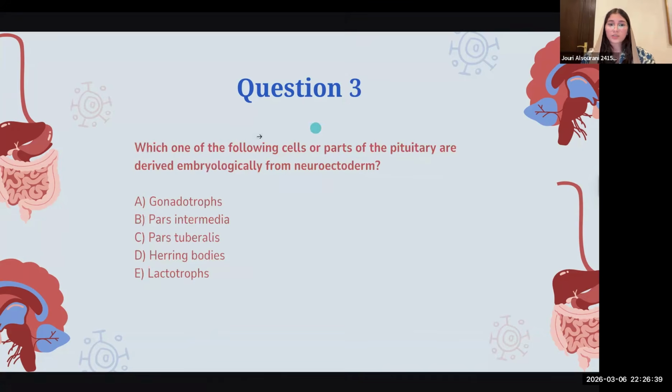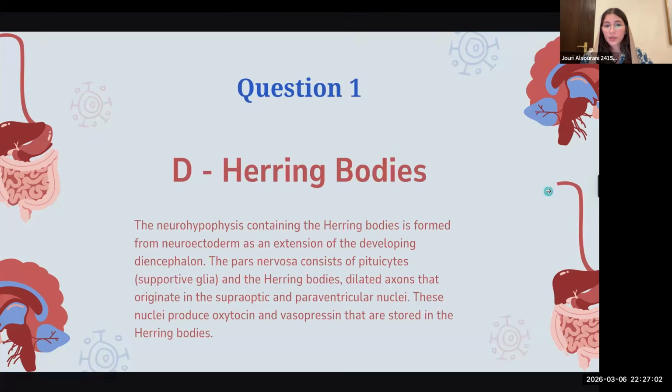And the last question is, which of the following cells or parts of the pituitary are derived embryologically from the neuroectoderm? Yes, correct. The Herring bodies, because we said this is part of the posterior pituitary. The rest are all part of the anterior pituitary. So this is the only thing that will come from the neuroectoderm.